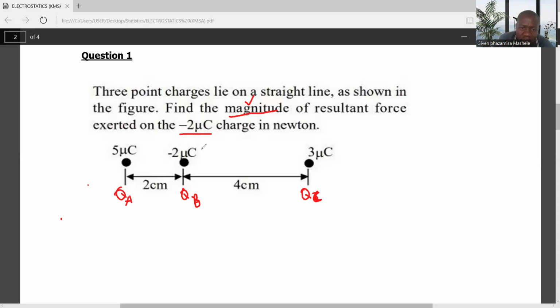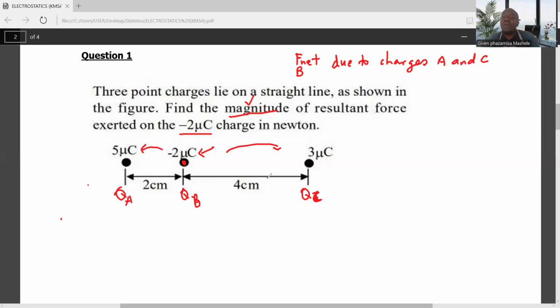So it means what we're going to do is calculate the net force on charge B due to other charges, due to charges A and C. So we want to calculate the net electrostatic force on charge B due to charge A and charge C.